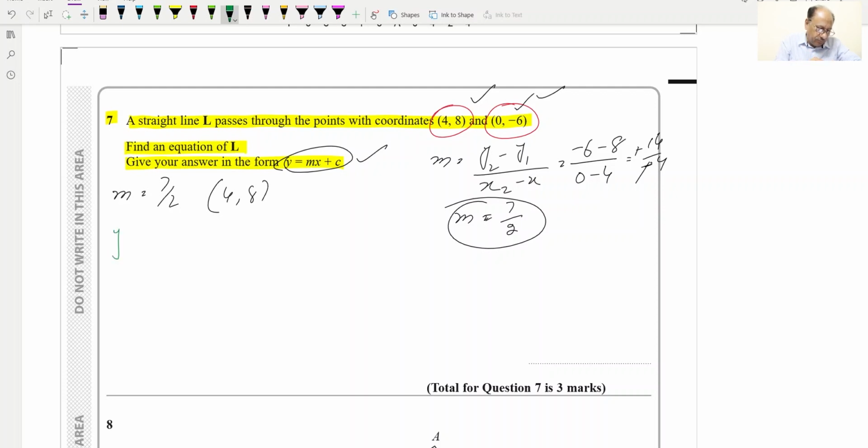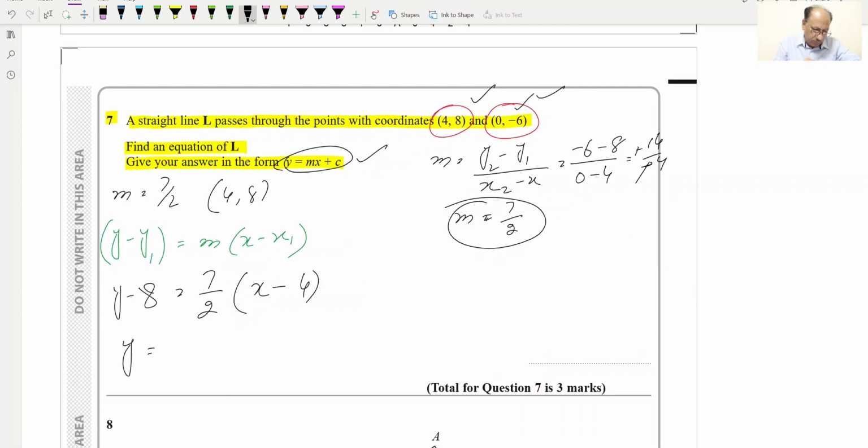Now the equation of line in point slope form, y minus y1 is equal to m into x minus x1, and now we will be replacing the values. Y minus y1, y1 is 8, so we can write here y minus 8 is equal to 7 by 2 into x minus x1, which is 4. So y is equal to 7 by 2 x minus 7 by 2 into 4 and plus 8. We have shifted this 8 to the other side. Hopefully you are understanding each and everything. Now this 2 we can cancel, 2 with this one will be 2.